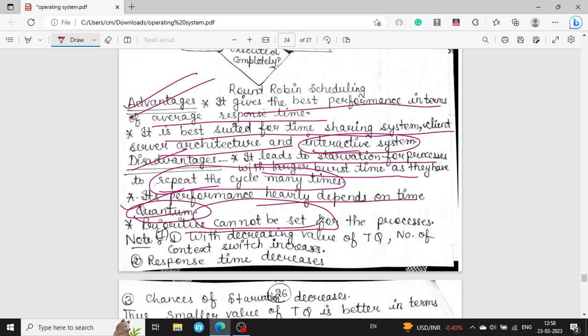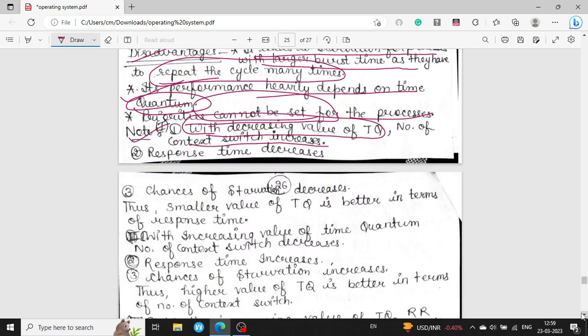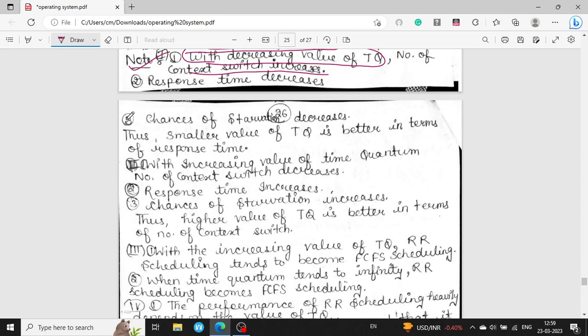Priority cannot be set here for the processes, and we should keep in mind that with decreasing the value of time quantum, the number of context switches increases. If the time quantum's value decreases, then the number of context switches increases, response time will also decrease, and chances of starvation also decrease. The smaller value of time quantum is better in terms of response time. You should keep in mind that a smaller value of time quantum is better in terms of response time.